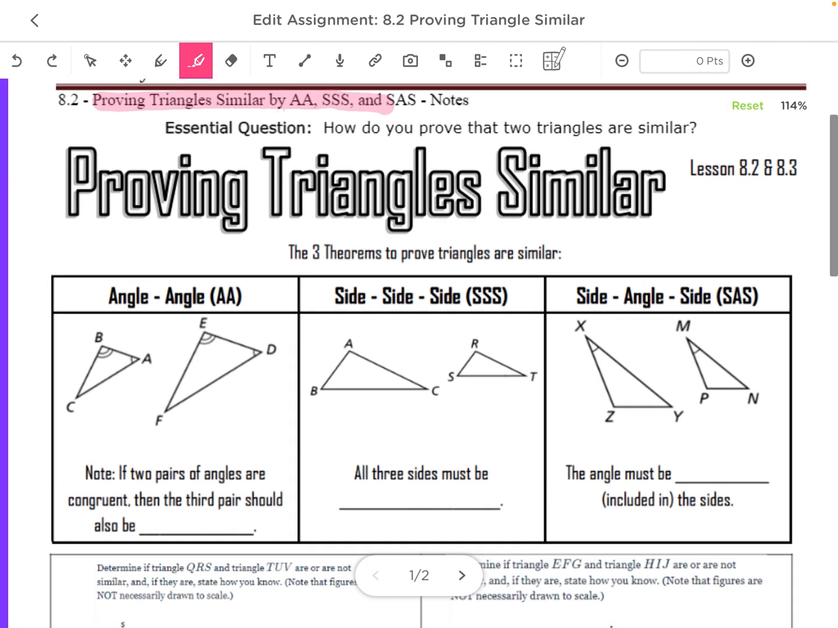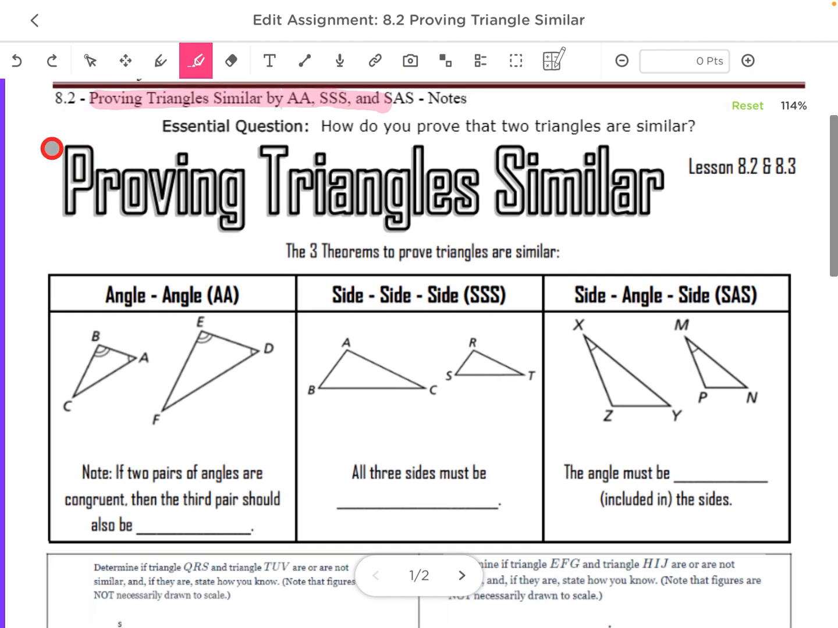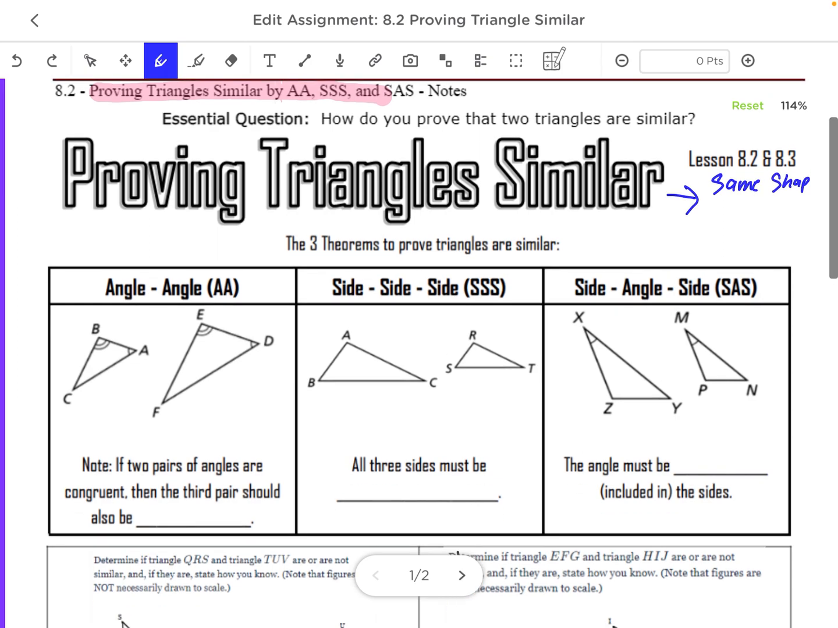Okay, welcome back, kiddos. Now we are moving on to 8.2, talking about proving triangles similar by AA, SSS, and SAS. If you recall from our last lesson, we talked about similar triangles. What did we say similar was? Similar meant same shape, but a different size, right? That's what we call a dilation. Same shape, but a different size. That's what we're talking about over here. So how can we prove that? That's what we're going to talk about today.